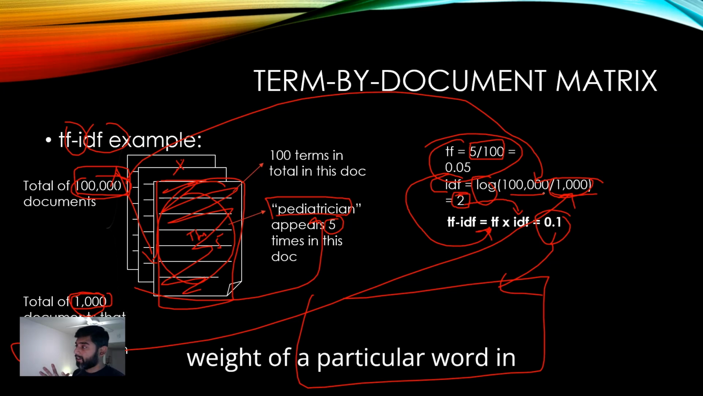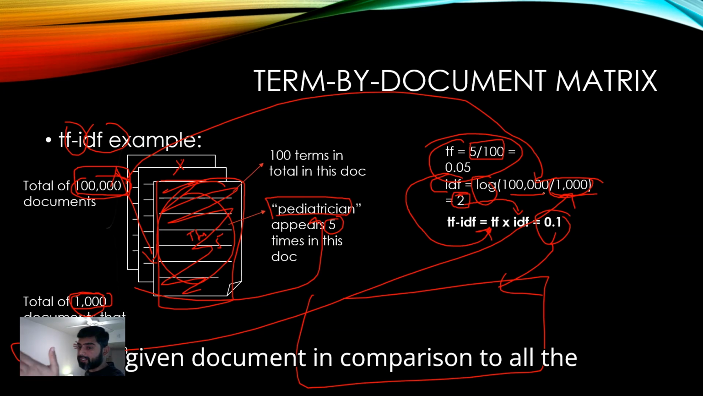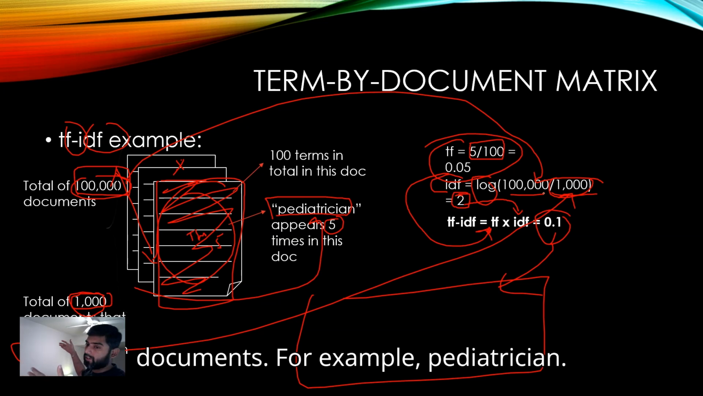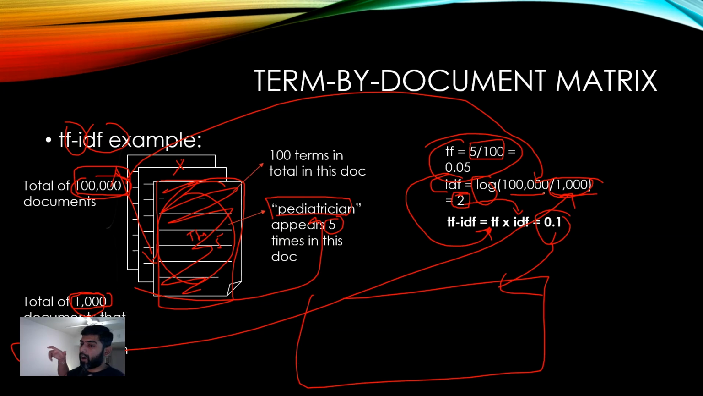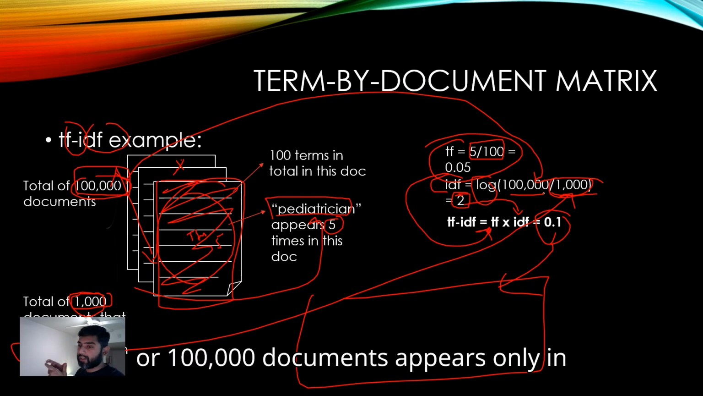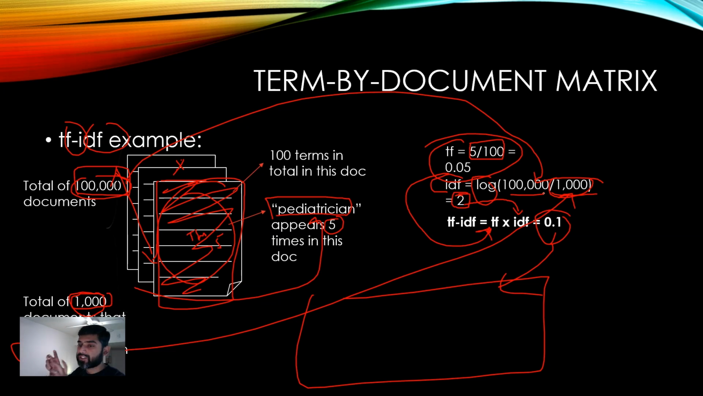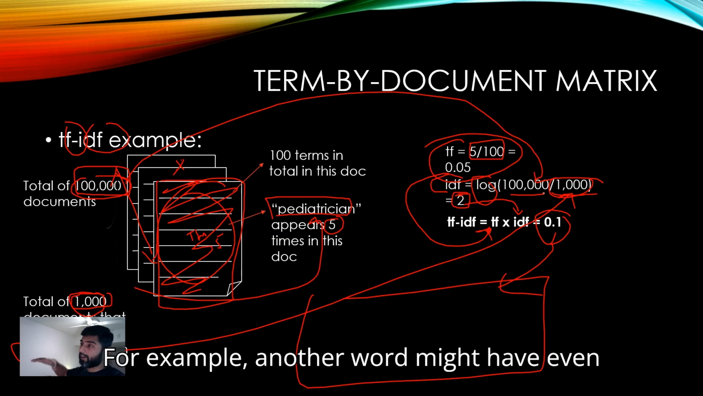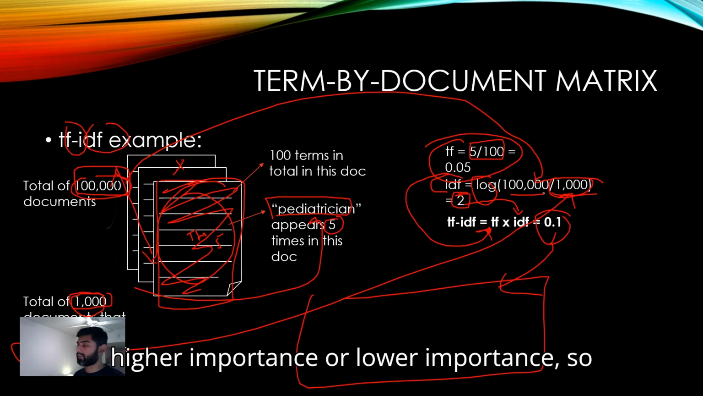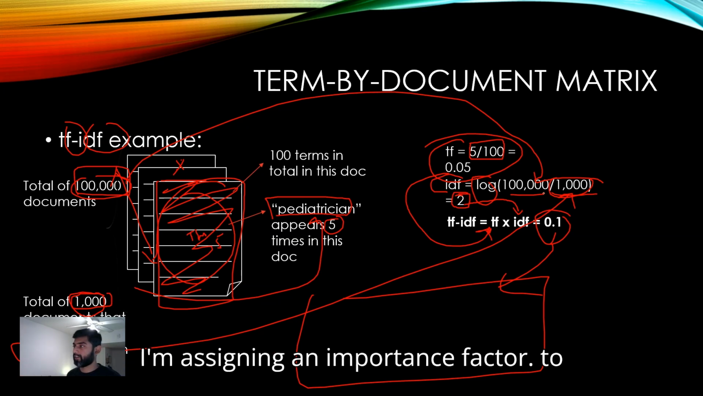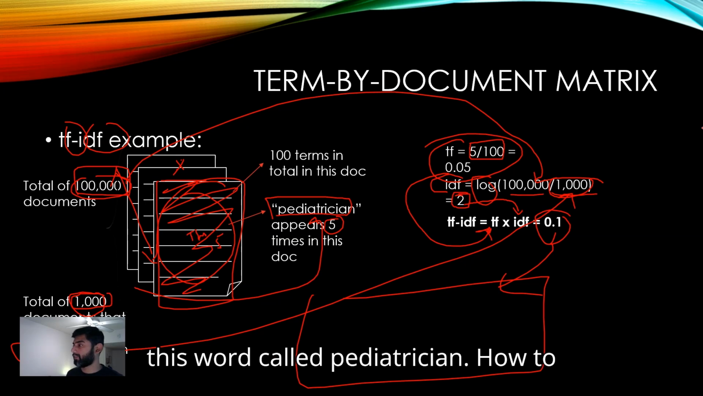Because it's the weight of a particular word in a given document in comparison to all the documents. For example, pediatrician out of 100,000 documents appears only in 1,000 documents. So I get the weight giving pediatrician a certain importance in this document. Another word might have even higher importance or lower importance. So I'm assigning an importance factor to this word called pediatrician.